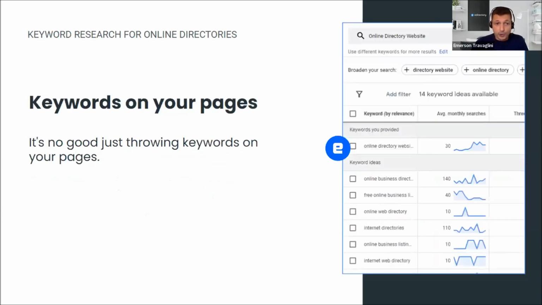Using keywords on your pages. It's no good just throwing keywords on your pages. Unique keywords should be employed on each page of your site in the areas that bots and humans normally look to reassure them that you have what they are after.